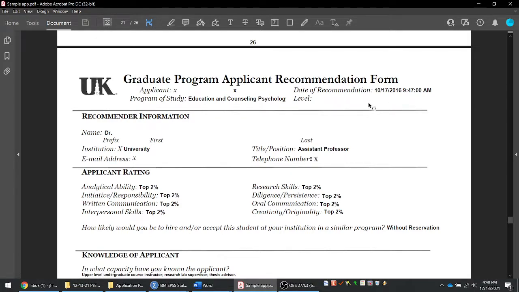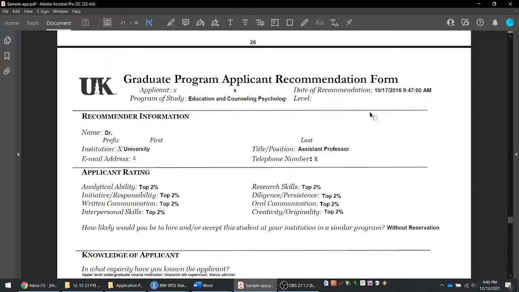So programs tend to have either two or three required letters. For Kentucky here, we require two but encourage three. And so this person uploaded three. When you enter your professor's info and email address into the application system, at some point the system will send that professor a link and an email to their inbox. And be careful, it can often get caught in spam.